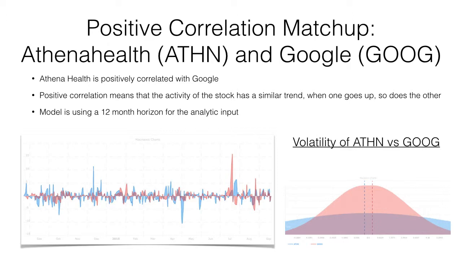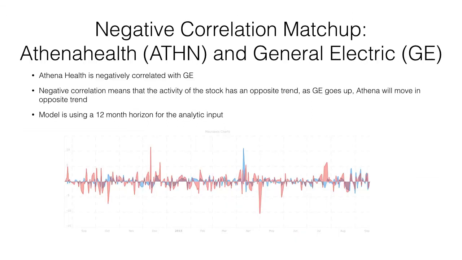And then there's a negative correlation matchup. Next slide. Negative correlation matchup between Athena Health and General Electric. If General Electric goes up, and it's negatively correlated, Athena Health would go down. The daily returns of General Electric versus Athena Health is what this is showing. The blue is Athena Health and the red is General Electric.